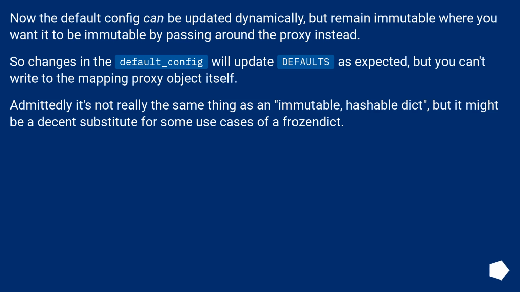Now the default config can be updated dynamically, but remain immutable where you want it to be immutable by passing around the proxy instead. So changes in the default_config will update defaults as expected, but you can't write to the mapping proxy object itself. Admittedly, it's not really the same thing as an immutable, hashable dict, but it might be a decent substitute for some use cases of a frozen dict.